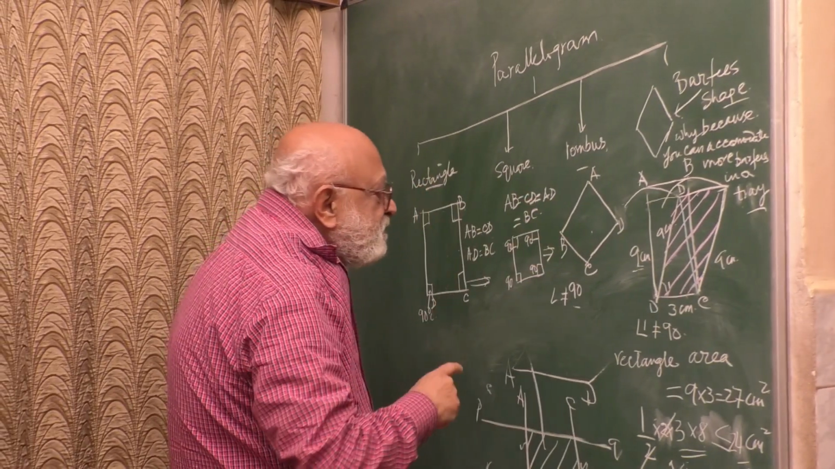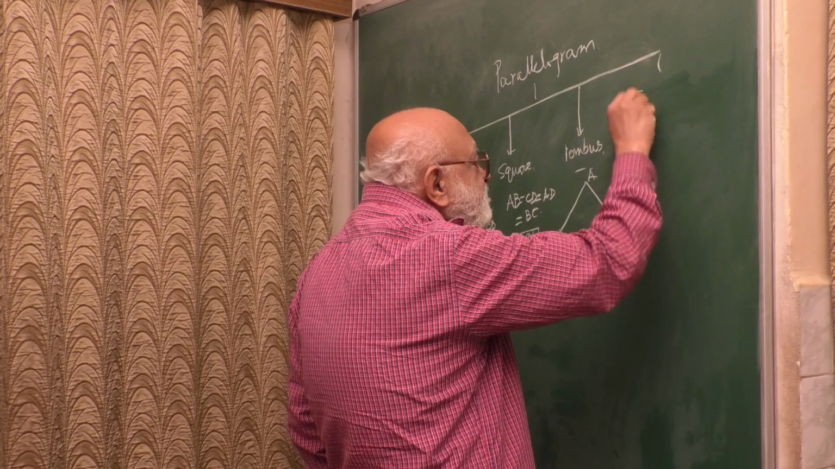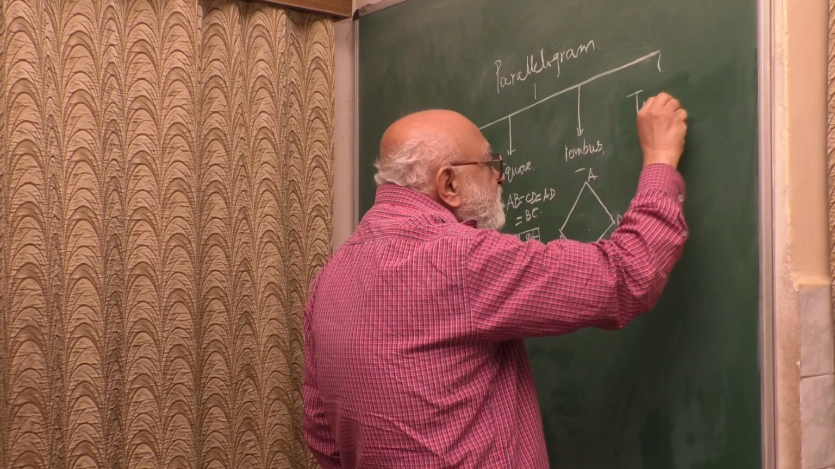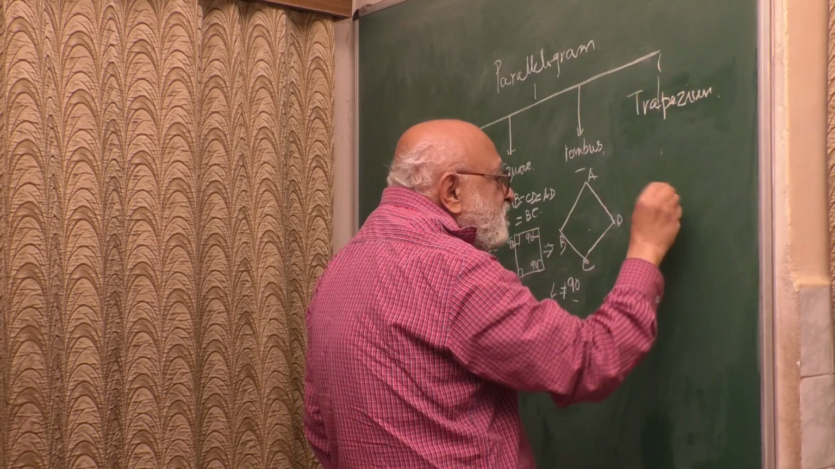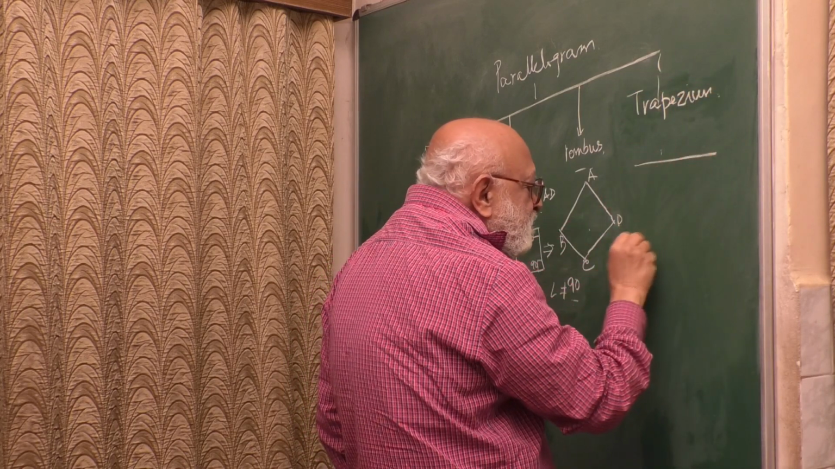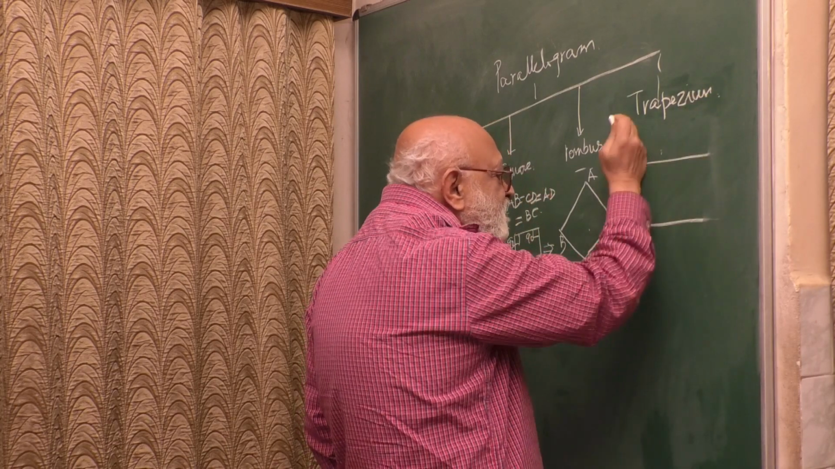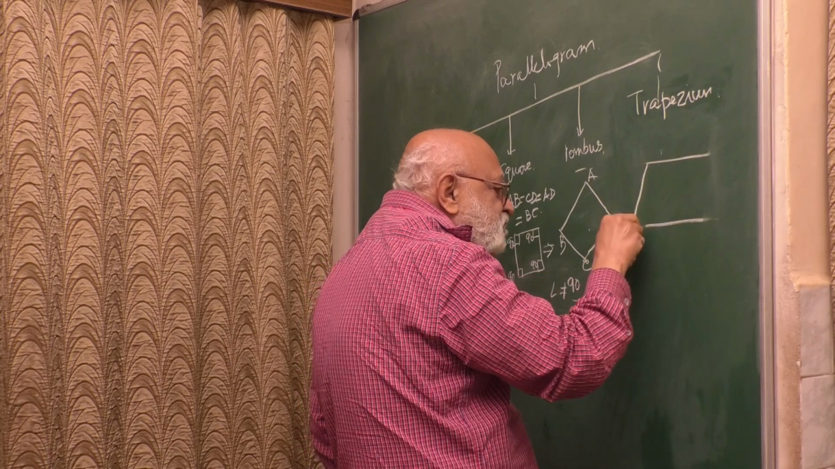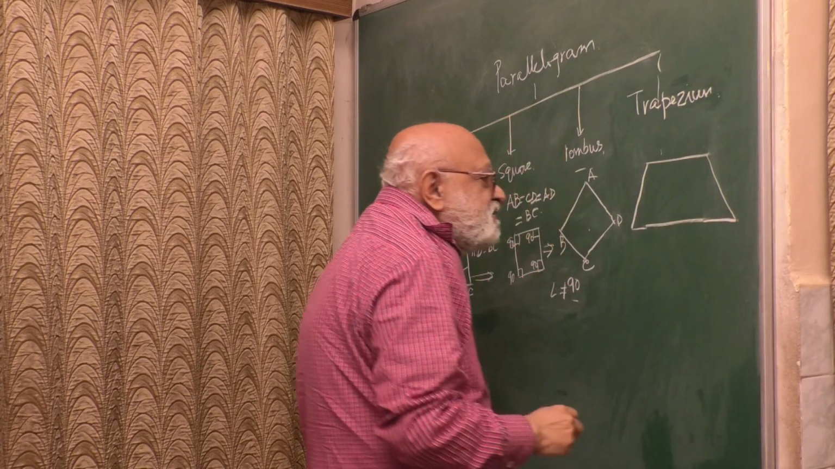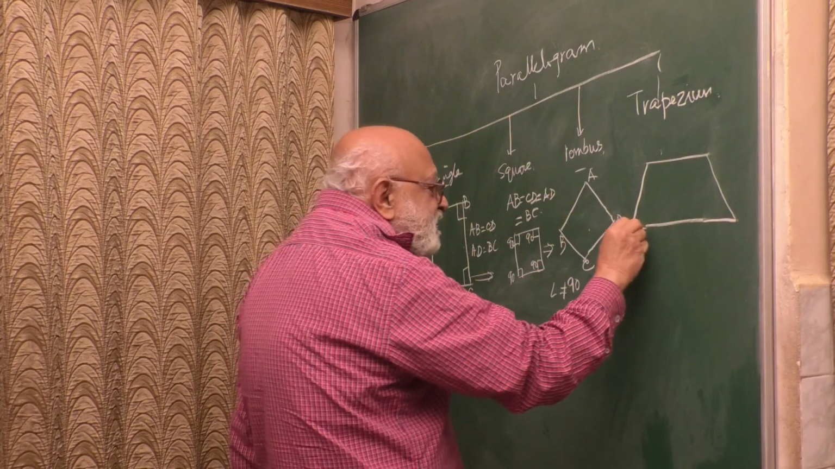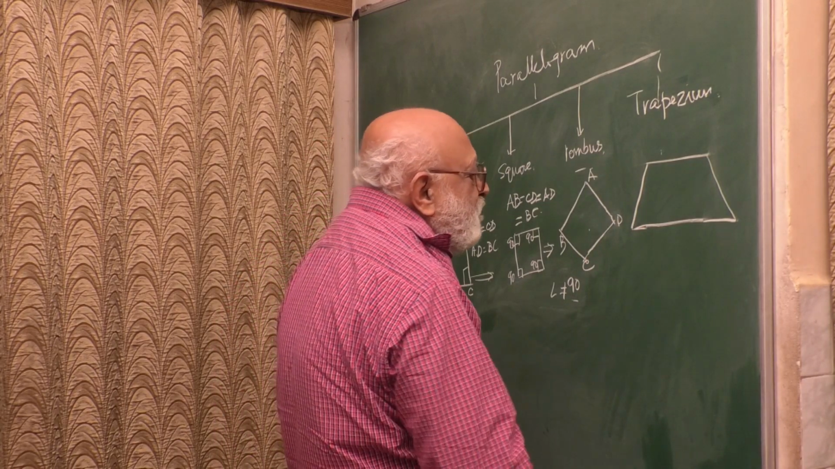There is another thing, next after the rhombus, the trapezium. What does that figure show? It says any two sides are parallel, but the other two sides are not parallel. Okay, this is a trapezium. So if I want to find out the area of a trapezium, what do I have to do?